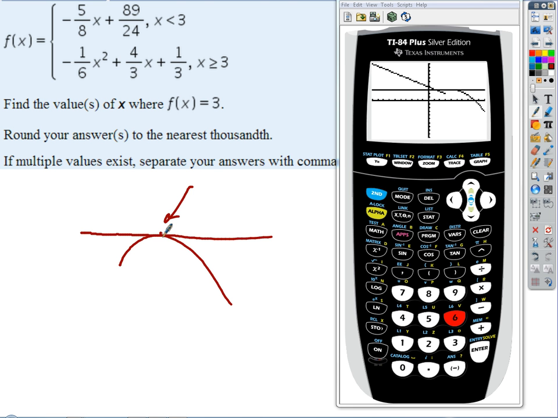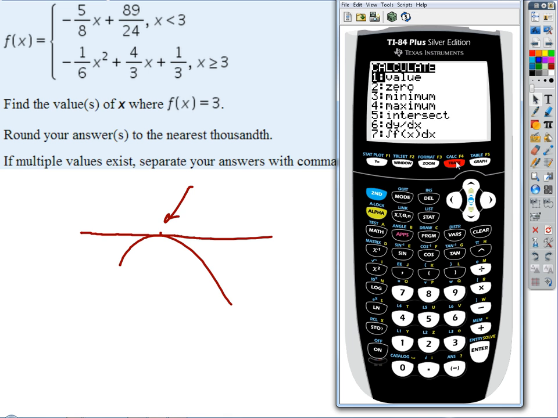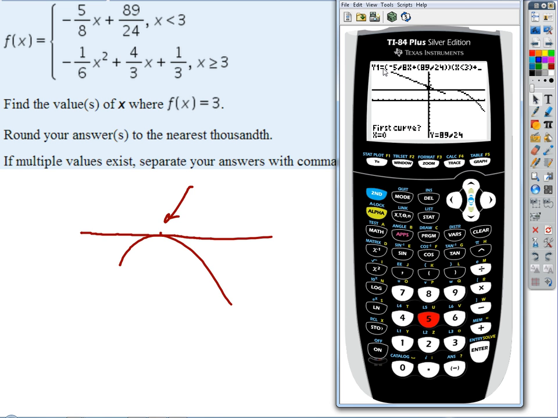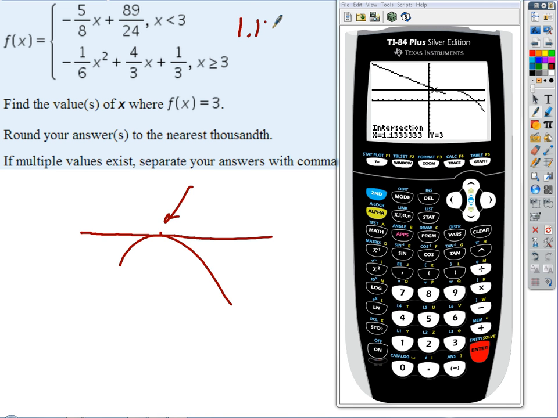So how are we going to verify whether there is or is not? Let's talk about that. This one we can find easily. Right, we know how to do that. We just go second, calc, 5 for intersect. Then is y1 one of the curves? Yeah. Is y2 the other curve? Yeah. Make a guess. Well, that's good enough for that. The first one's so easy to find for the calculator. It's going to go right to it. So that's one answer. One answer is going to be 1.133 rounded to 3 places.